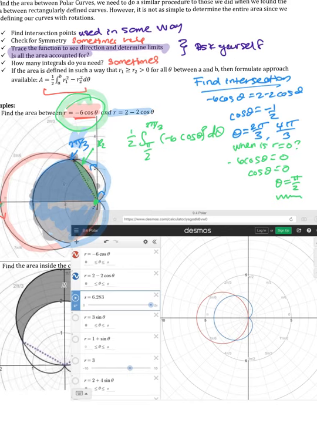0 to pi over 2 is the coordinate of this point. So this integral goes from pi over 2 to 2 pi over 3, and that's going to give me this area here. All right, let's do the same thing now for the blue area.